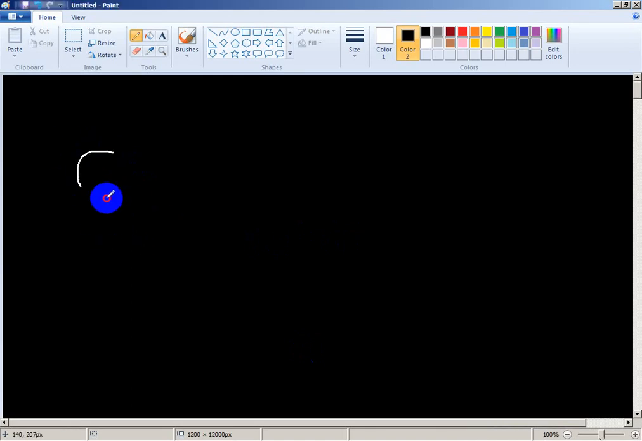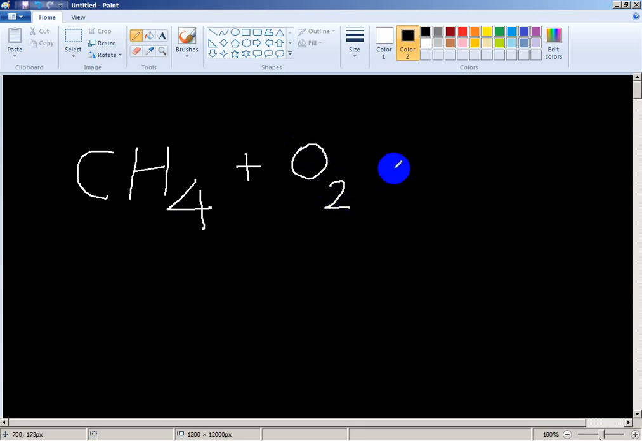So here is a bond. I have said in an exothermic reaction energy is released to the surrounding. Here this is an exothermic reaction. This is a combustion reaction. It occurs in our house. When a combustion reaction occurs, carbon dioxide and water are produced, and some energy is released to the surrounding.